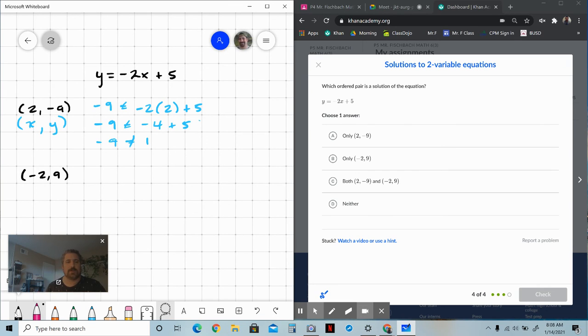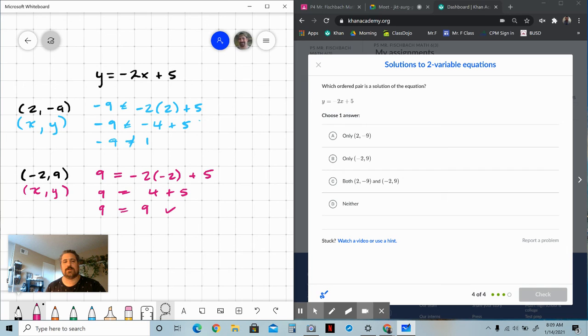For the next one, we're going to plug in a negative 2 for x, so 9 for y, and see if this is true. So y, which is 9, is equal to negative 2 times the quantity of negative 2, the value of x, and then plus 5. Alright, so we can see here that we've got 9 is equal to, negative times negative is a positive, so this is positive 4, and positive 4 plus 5 is obviously 9. So we can see that these two do in fact work, and so this is the correct answer here. Negative 2, 9. That's the only one that works.